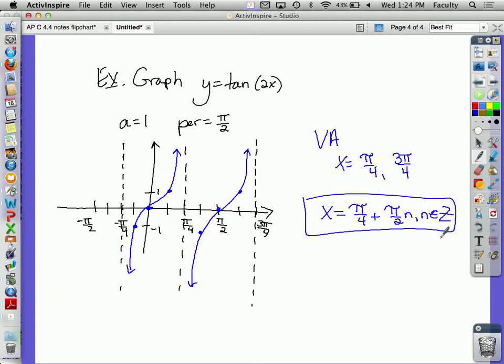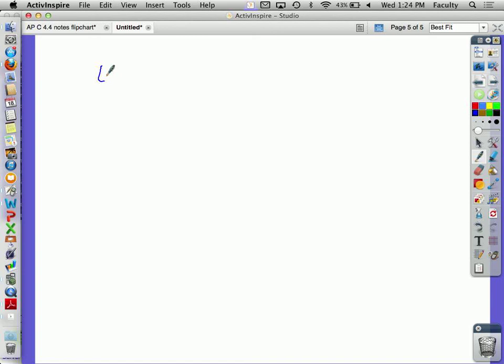Alright, now let me give you one, and I want you to try to go the whole way through on it, and then we're going to do cotangent. Alright, try this one. Make sure you identify the period length and write out the vertical asymptote formally.